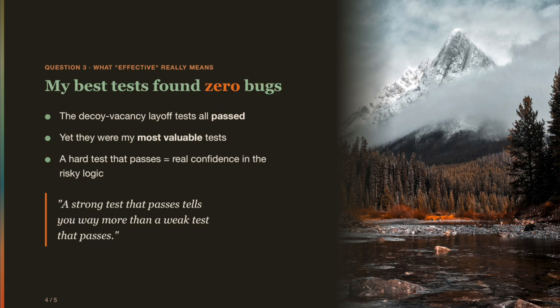To really test this, I made organization files with decoy vacancies. These were open positions that looked available, but they were not the correct destination. That way, the program actually had to follow the relocation priority. It couldn't pass by picking the first open spot it found. Those tests did not uncover any bugs. The program passed all of them. Still, those were some of my most valuable tests.